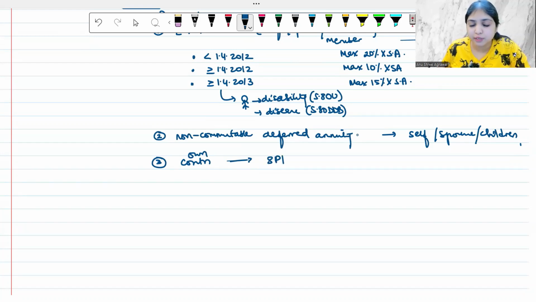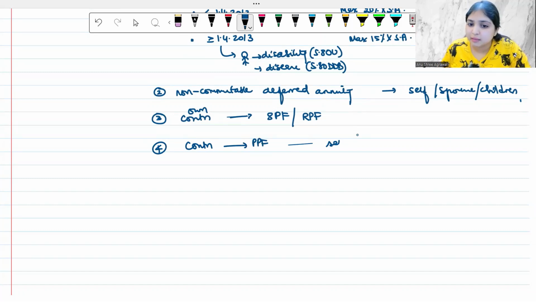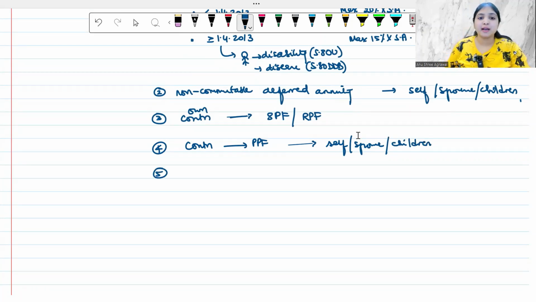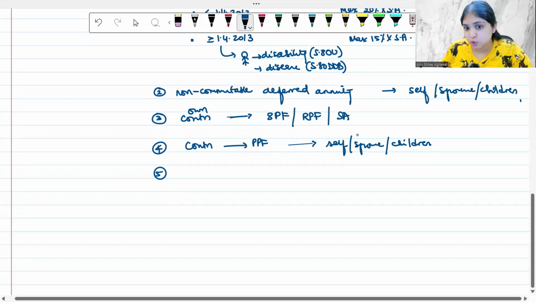Then if the assessee is going to make any contribution, the assessee's own contribution to statutory provident fund or towards recognized provident fund, even this fits under Section 80C. Then the assessee can also make a contribution to PPF, and even this can be in the name of the assessee's self or spouse or children. All right. Then comes our next point, our fifth point under Section 80C. The assessee can also make his own contribution towards superannuation fund.